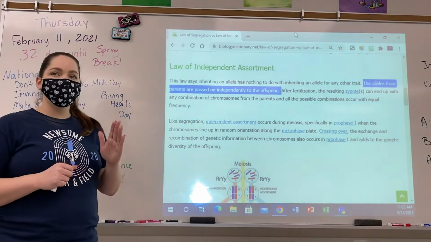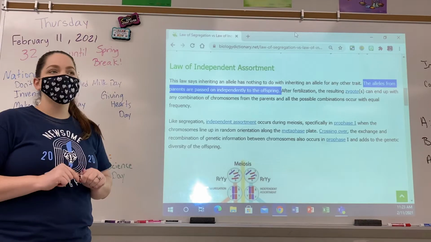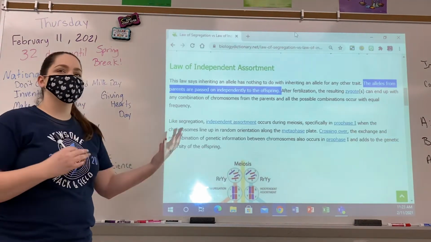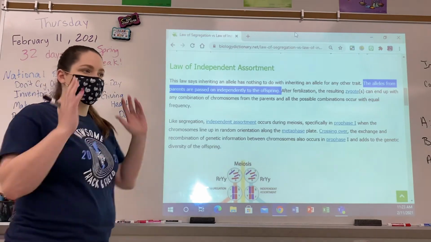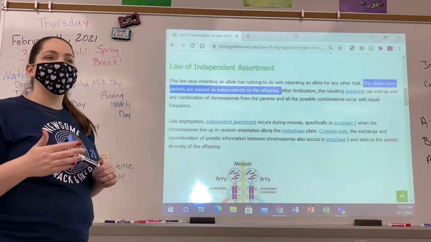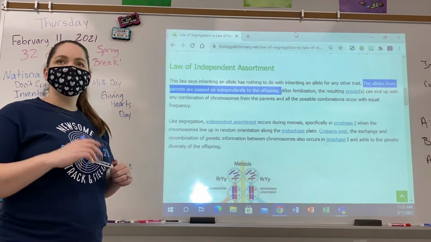When they go to line up, they are lining up independently of each other. So they are not worried about where the other chromosomes are and how the other chromosomes are going to line up. They're just going to pick a random spot to line up, and that's where they're going to be. And that random spot is going to be different, or can be different, every time that cell goes to divide.